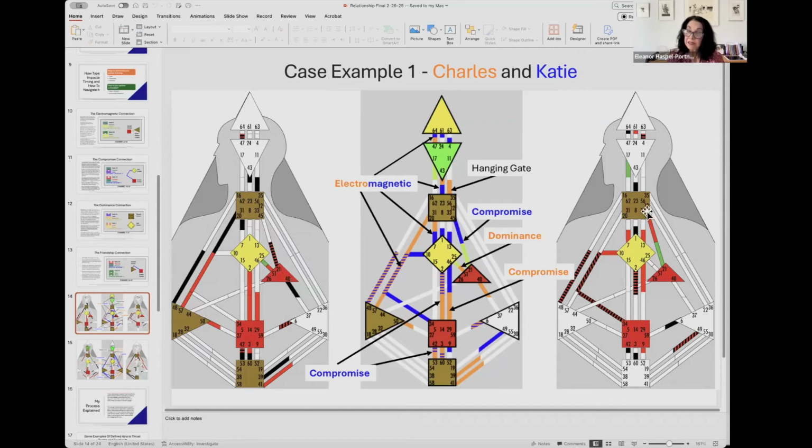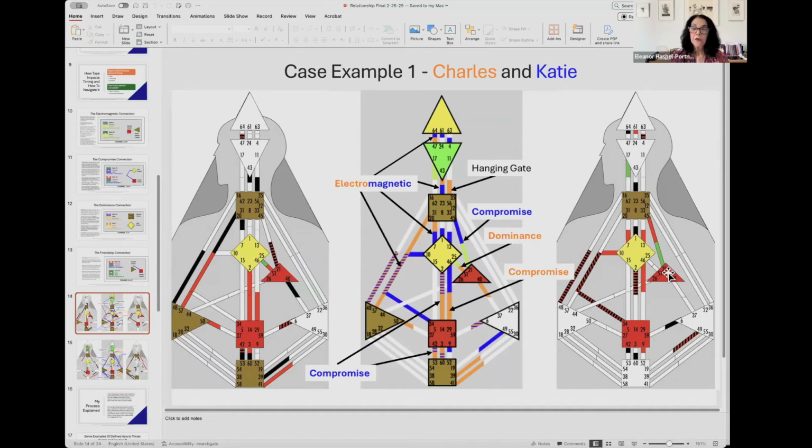Katie, on the other hand, so Charles is a generator. Katie is a manifesting generator, but she is a split definition, as is Charles. So Katie has the 45-21 with Chiron in the 21. When I see 45-21 activated, I know that breathing is extremely important for that person.